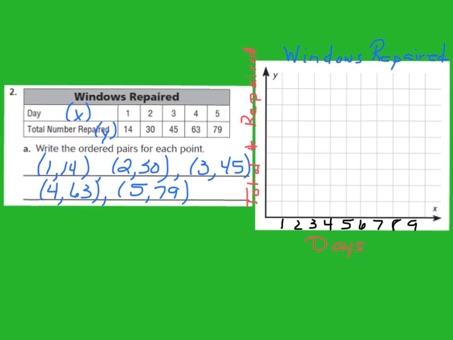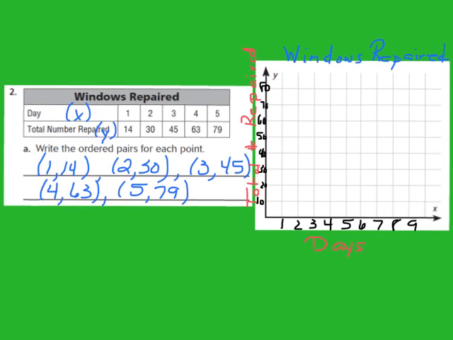Now I'm going to look back at the numbers that represent the y, and I have a 14, 30, 45, 63, and 79. So what I know is I could count by tens, and that would make sense for me to be able to graph all of those numbers. So along the y-axis, we're going to count by tens. So we'll start here, and we have our 10, 20, 30, 40, 50, 60, 70, and 80. And we can go ahead and stop there.